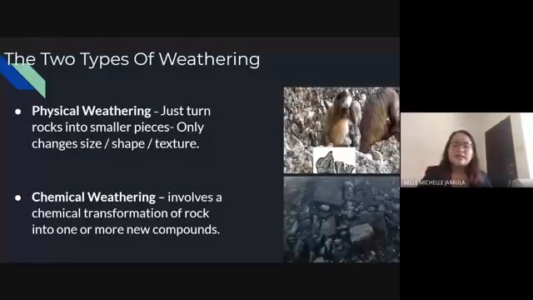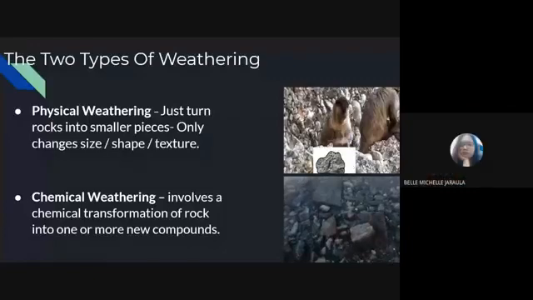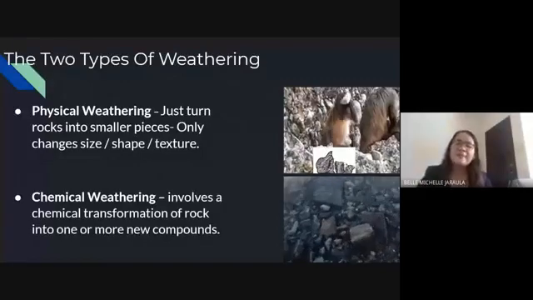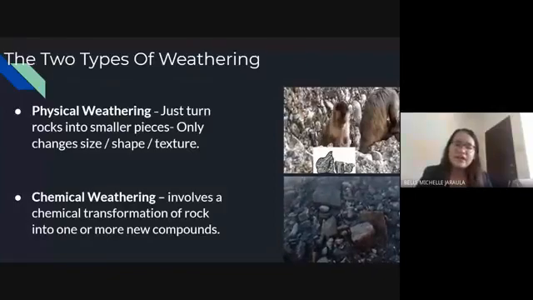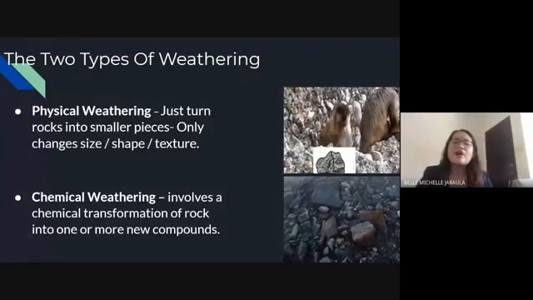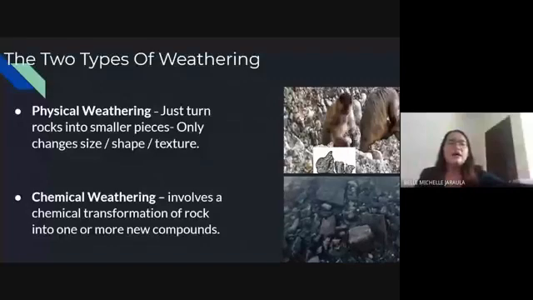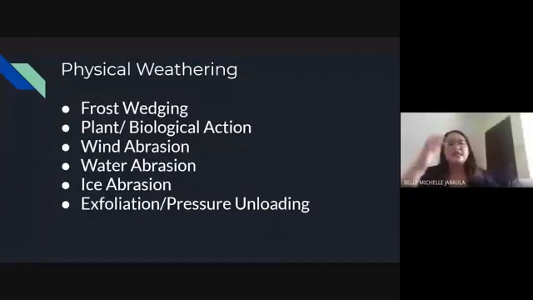Physical weathering is the most common one, because you can see it, unlike chemical weathering, which happens internally. Chemical weathering occurs most rapidly where the climate is wet and hot. It involves the chemical reaction of water, atmospheric gases, and biologically produced chemicals with rocks and soil. So chemical weathering involves a lot of chemicals and minerals that transform into a new one. So these are the types of physical weathering: frost wedging, plant biological action, wind abrasion, water abrasion, ice abrasion, exfoliation, or pressure unloading.